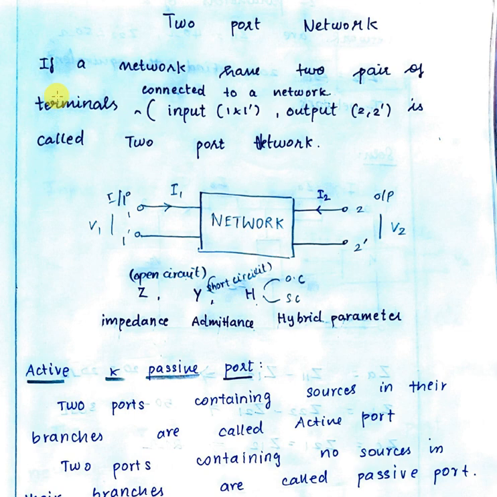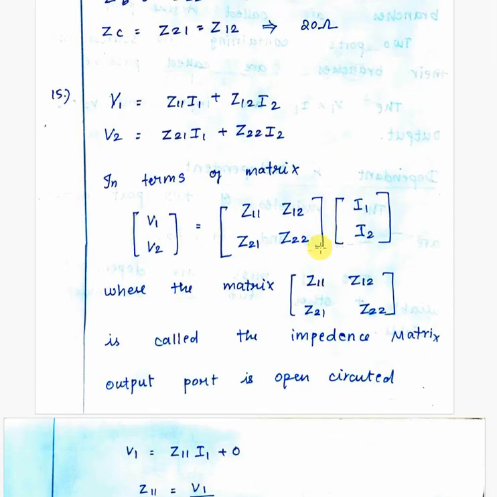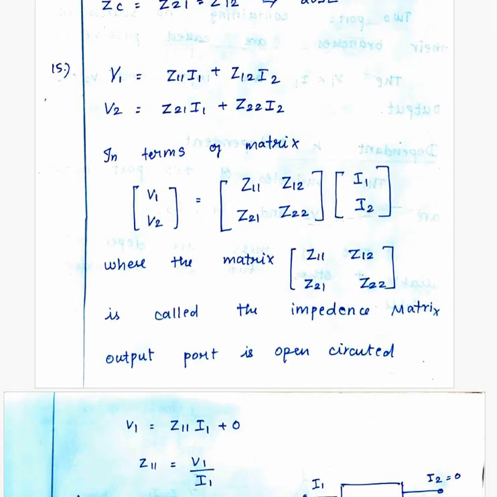So here we have three two-port network parameters. Z is termed as the impedance, Y is termed as the admittance, and H denotes the hybrid parameters. Now we are going to see how to derive the Z, Y and H parameters. Initially we have to write the equation for the two-port network.